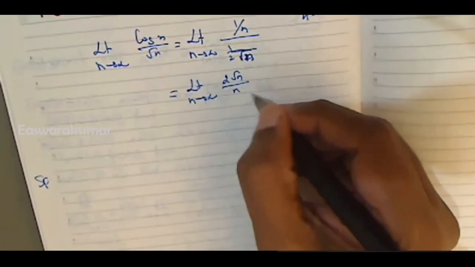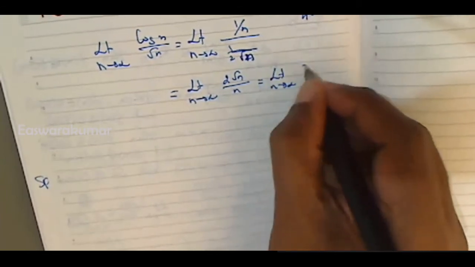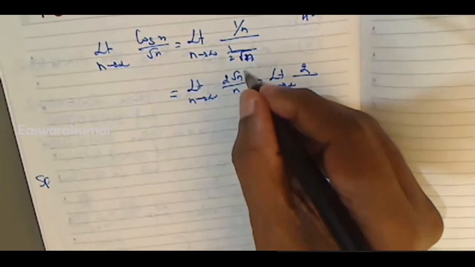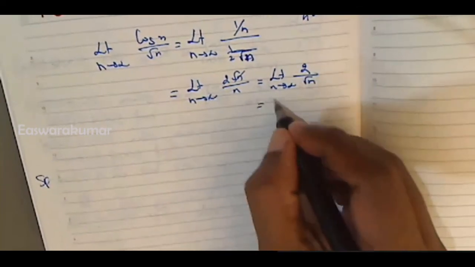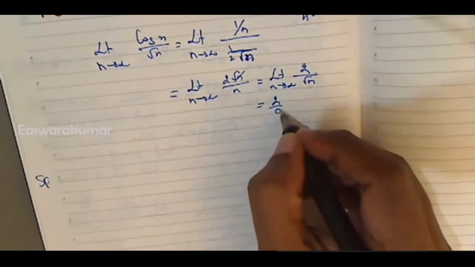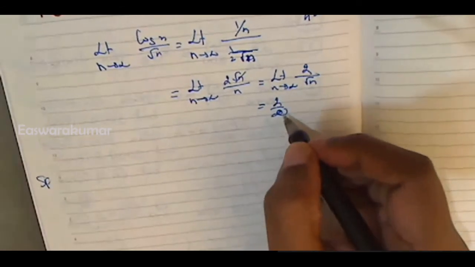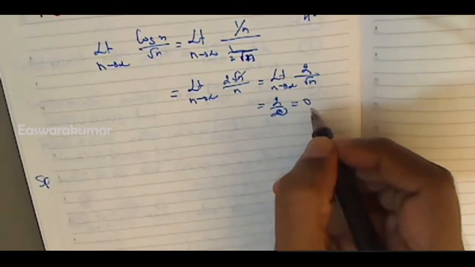we can cancel and balance. So limit n tends to infinity, this becomes 2 by root n. If you cancel root n here and root n here, the remaining is root n, right? So now when you apply n tends to infinity, this is equal to 2 by infinity, because root of infinity is infinity. So any number divided by infinity is equal to 0. So we got the value 0.